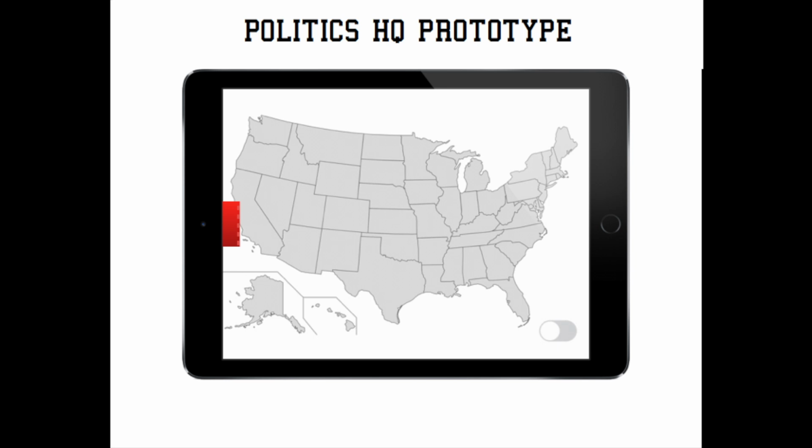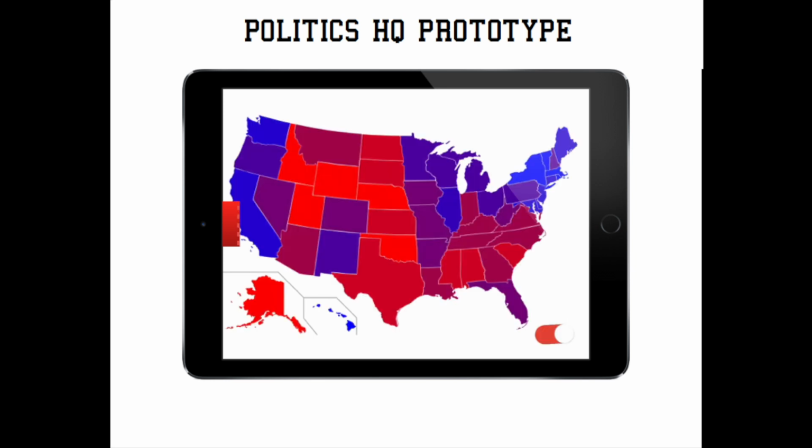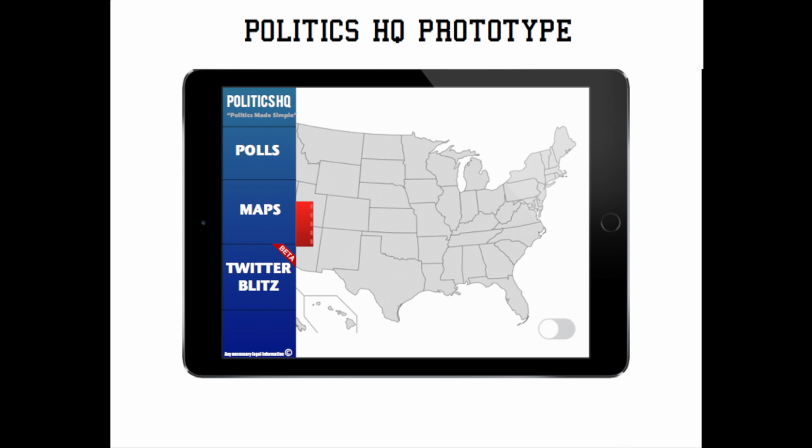So, here's my prototype. Here's the opening page where you can see a blank US map and a switch at the bottom right-hand corner that will then show the 2010 Senate results. You could also see there's a red tab on the left-hand side that will then pop up the side menu.